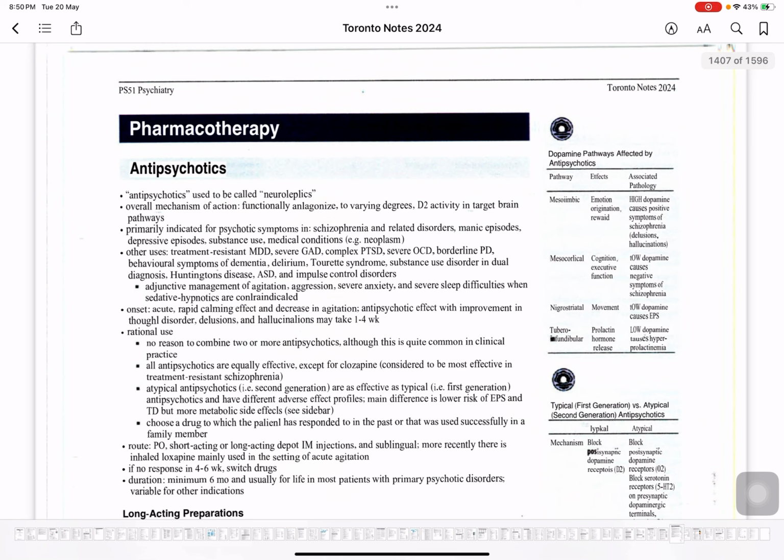Okay, and then the associated pathology. In the mesolimbic pathway, high dopamine causes positive symptoms of schizophrenia. Low dopamine causes negative symptoms of schizophrenia from the mesocortical area. In the nigrostriatal pathway, low dopamine causes EPS, and in the tuberoinfundibular pathway, low dopamine causes hyperprolactinemia. So you need to know this as well.